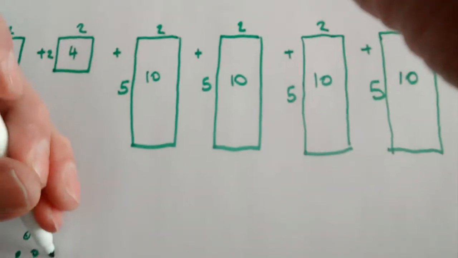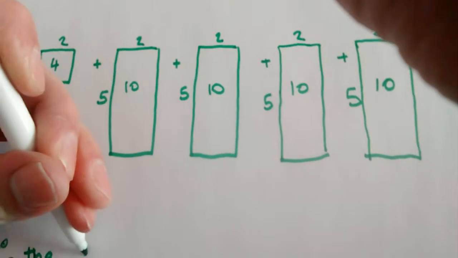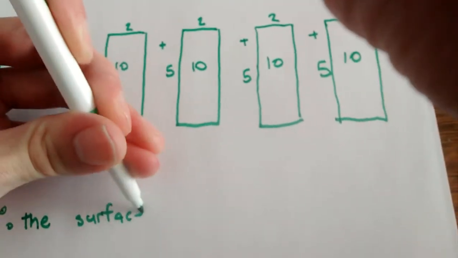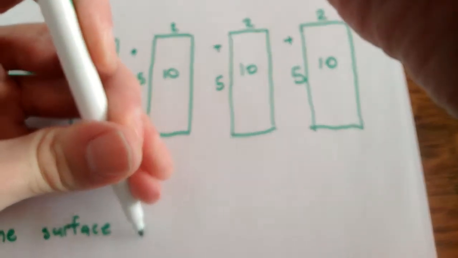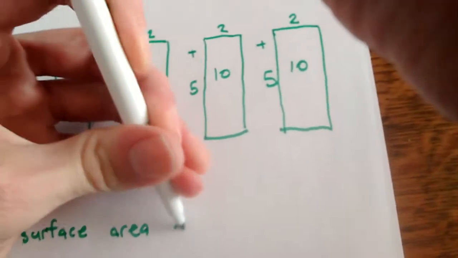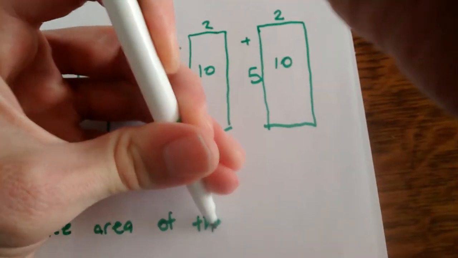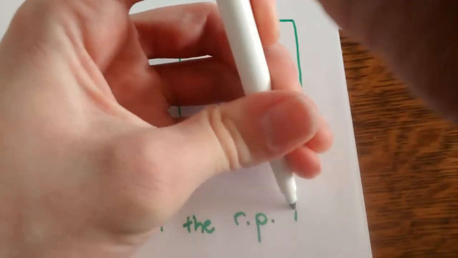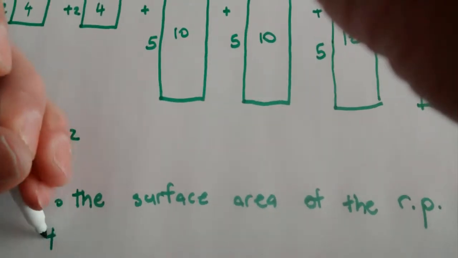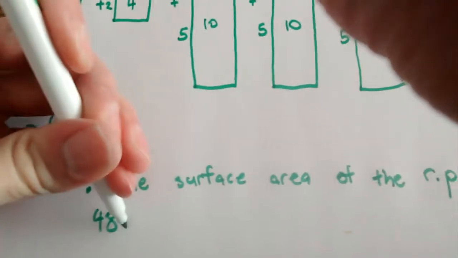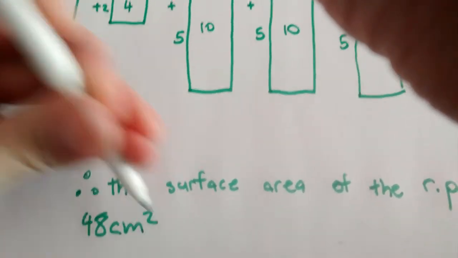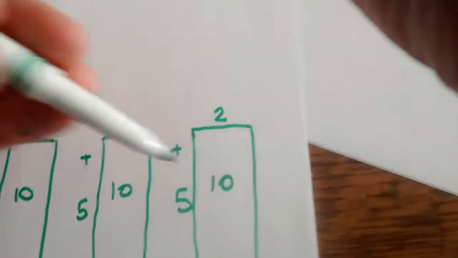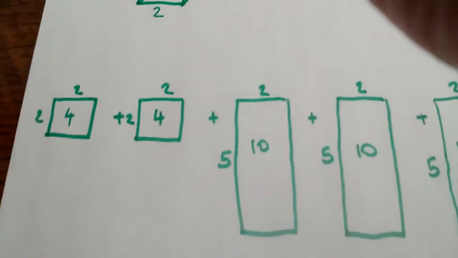So I'm going to put therefore the surface area of the rectangular prism is 48 centimeters squared. 48 centimeters squared, again, represents the total area of each side.